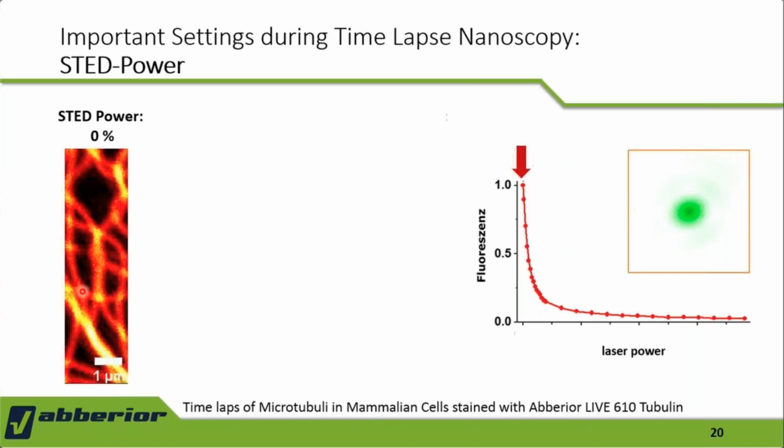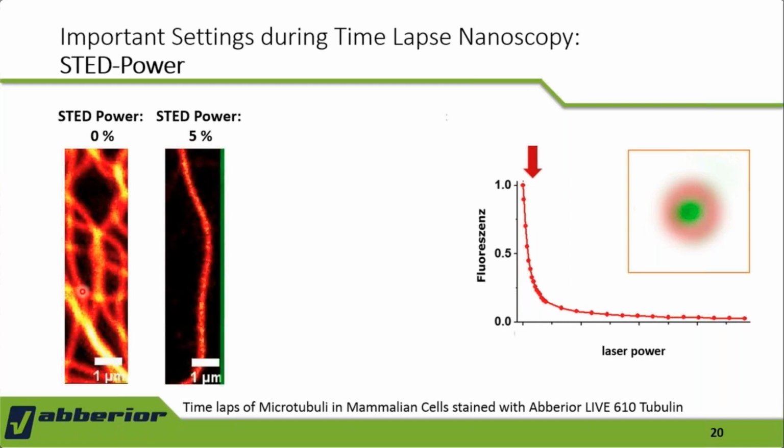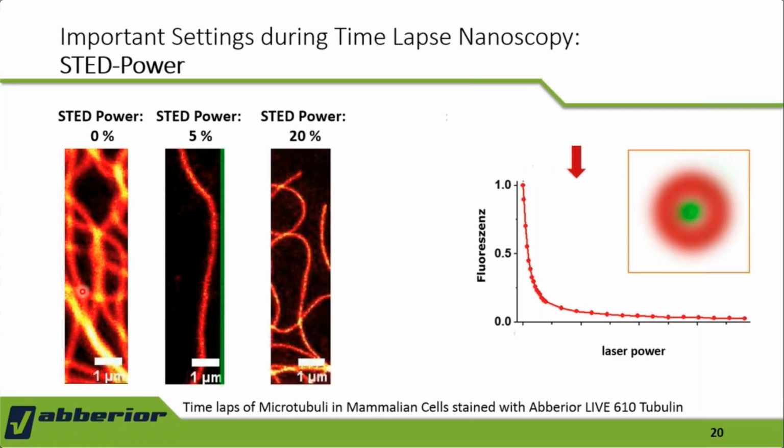Now what will happen if we increase the STED power a little bit? Of course, we will achieve a little higher resolution, like with 5%. And we can still observe our filaments easily over the same time period. So that is, of course, not the best resolution we can achieve. So we have to increase the STED power even further to get an increase in the resolution. And with 20% STED, we can still observe these filaments without bleaching effects or destroying the structures.